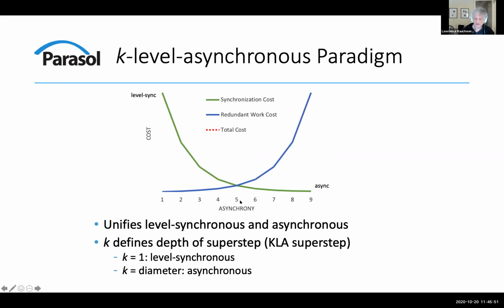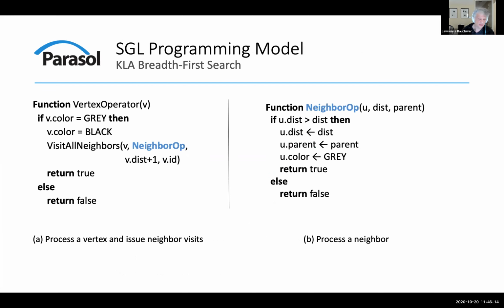So what we did, since we saw this kind of plot, is we decided that perhaps there is some kind of a sweet spot in between, right? That would be the sweet spot where we can actually do the most asynchrony with the least amount of redundant work, and perhaps that runs faster. And in fact, it does, at least for certain kinds of graphs.